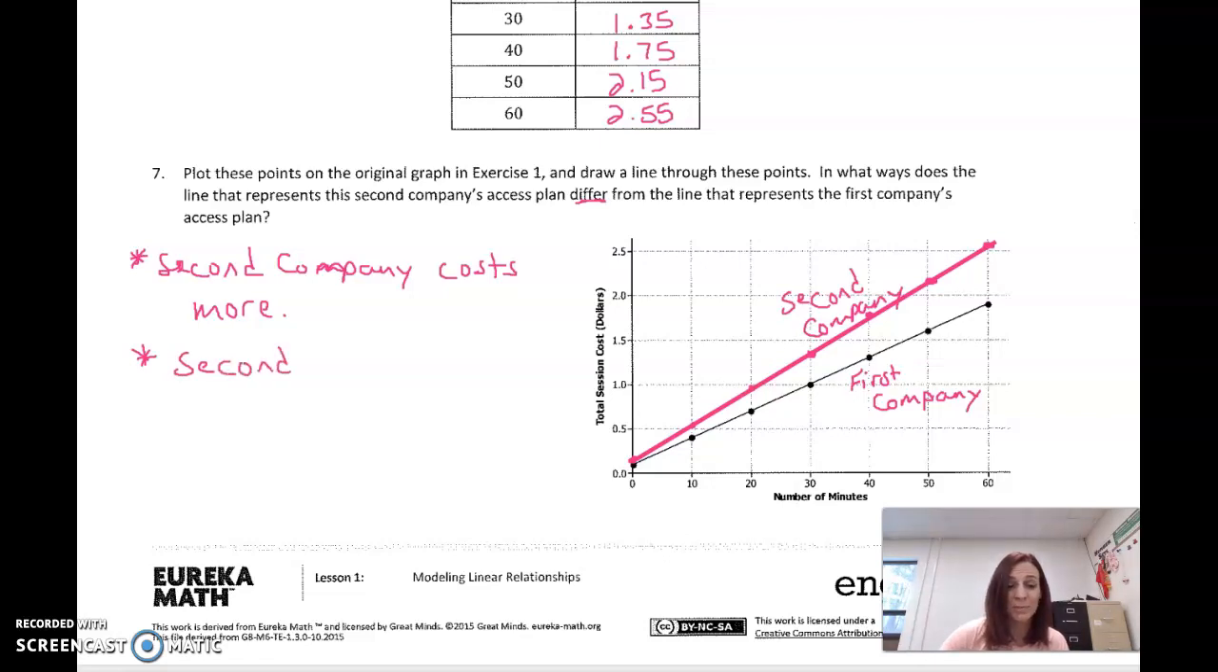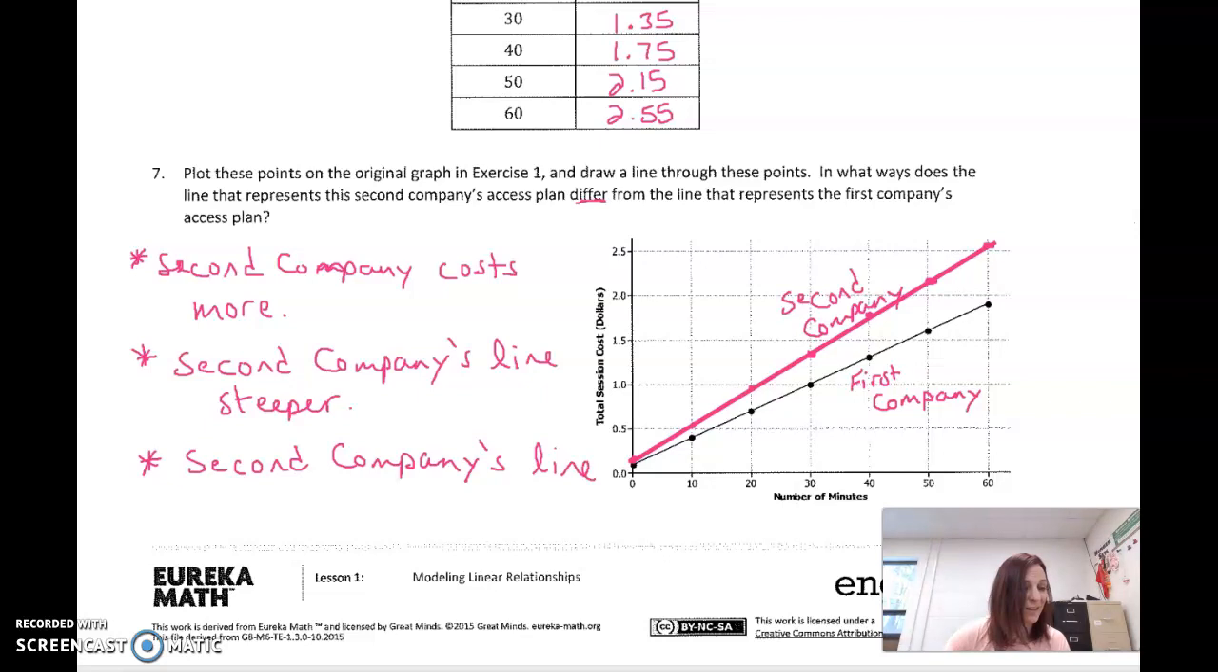the line is steeper. Okay, when we talk about lines and slope and rates of change, the line is steeper, which is why it costs more. And if it's steeper, if it costs more, then we can say our second company. These are all different ways of basically saying the same thing. The second company's line has a greater slope. Or rate of change. Remember, rate of change and slope basically mean the same thing.